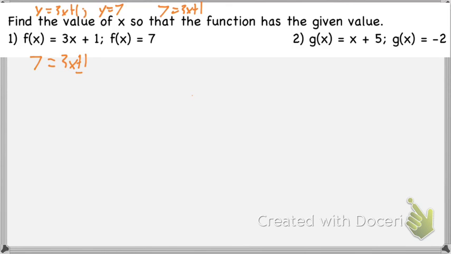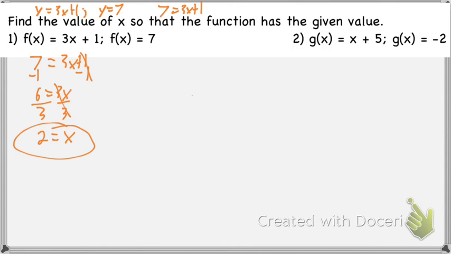So we subtract 1 from each side. What is 7 minus 1? 6 equals 3x, and 1 minus 1 is 0. So now what do we do? Divide by 3. What is 6 divided by 3? 2, and 3x divided by 3 is just x. So find the value of x so that the function has the given value. Well, when x is 2, f of x, or our y, is 7.